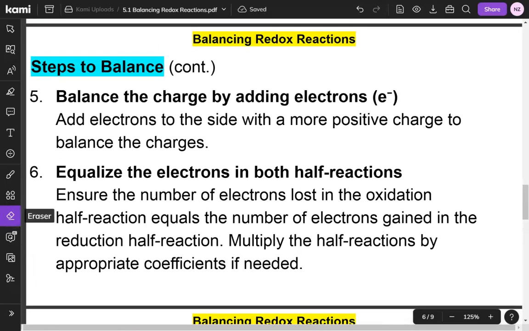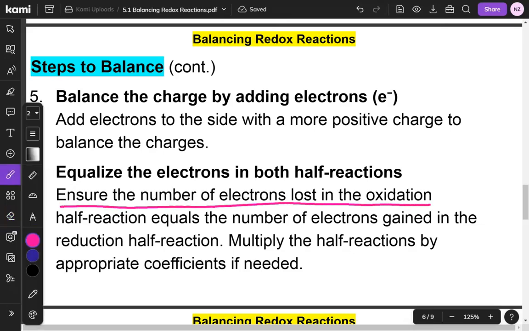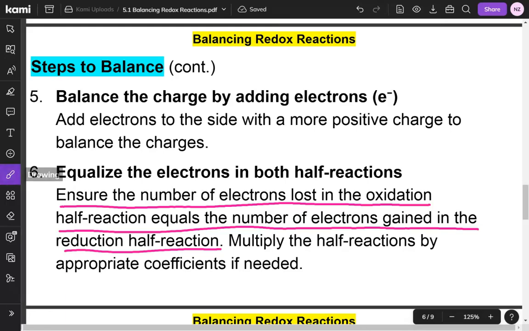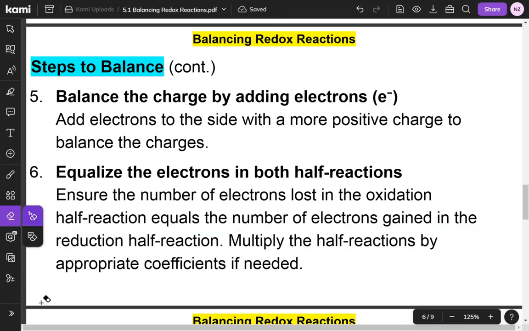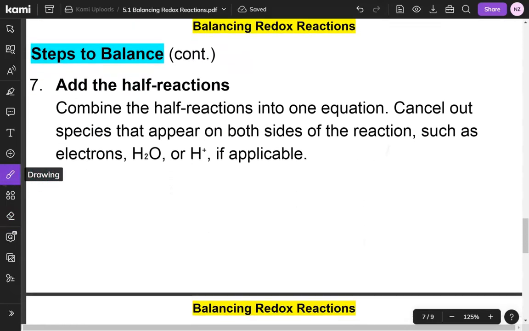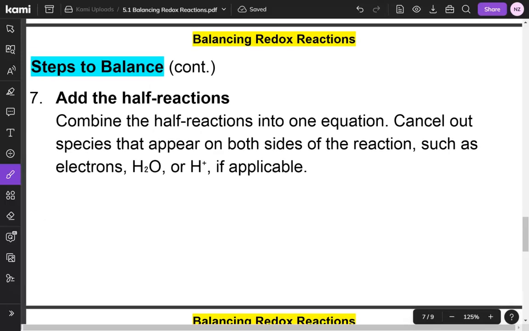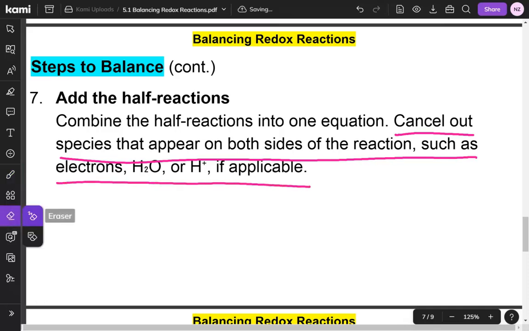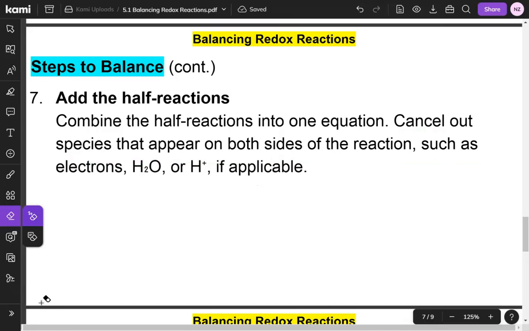Next, we're going to equalize the electrons in both half reactions. We want to ensure the number of electrons lost in the oxidation half reaction equals the number of electrons gained in the reduction half reaction, because they're going to cancel out when we write our equation. You should never have electrons left over in your final balanced reaction. We're going to add up our half reactions, and we're going to have just one reaction when we're all done. So again, we're going to cancel out species that appear on both sides of the reaction, such as electrons, water, and hydrogen, if applicable. Again, you should never have electrons in your final balanced reaction.